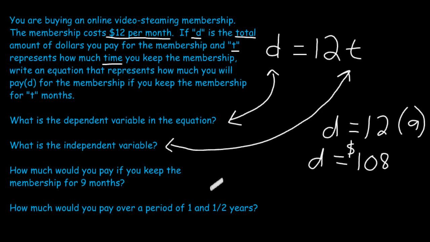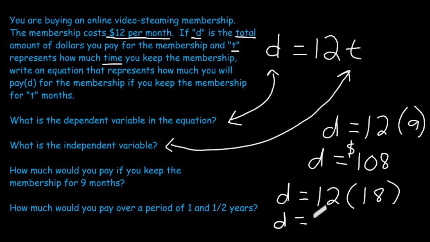The next question asks us, how much would you pay over a period of 1 1/2 years? Now we have to understand that our variable t represents time in terms of months. So what we have to do when we plug the amount of time into the equation this time is change 1 1/2 years to months. So we have to multiply 12 by 18. And 12 times 18 is equal to $216.